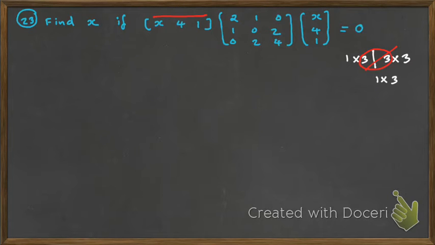So let's do that multiplication between the first two matrices. The first row with the first column. So x into 2 is 2x, plus 4 into 1 is 4, plus 1 into 0 is 0. That's first row with the first column. Now first row will go with the second column. How would you do that? x into 1 is x, plus 4 into 0 is 0, plus 1 into 2 is 2. So that is first row with the second column.